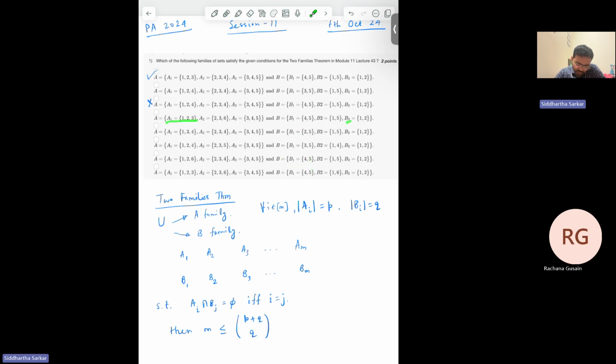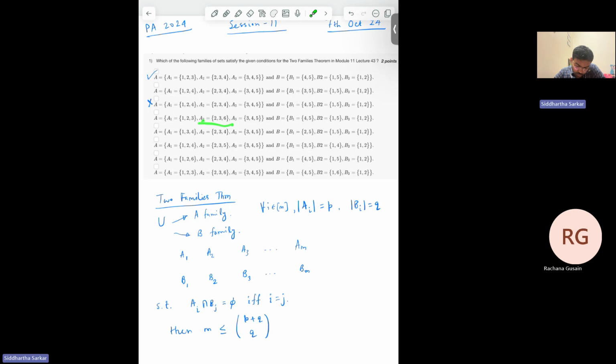Now let's look at A1 intersection B3. Again, it is non-empty. 1, 2 both are common. So therefore it satisfies the condition of the theorem. Now let's look at A2 intersection B2. Is it non-empty? There's nothing common, so it is empty. So 2, 3, 6 and 1, 5, there is nothing common. So A2 intersection B2 is empty. So it satisfies the condition of the theorem.